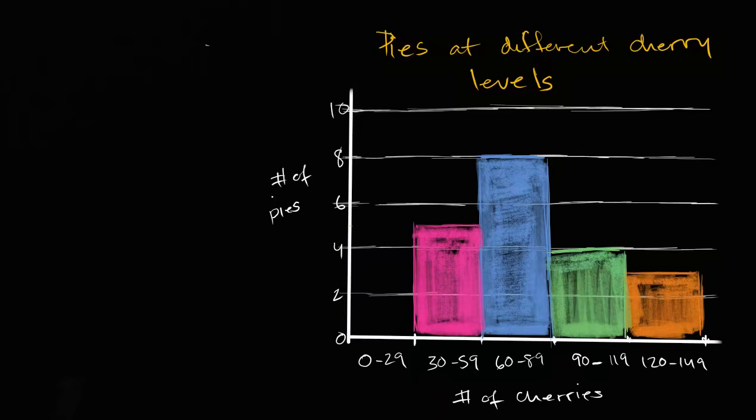How many of the different types of pies do you have? How many pies do you have that have a lot of cherries? How many pies do you have that have very few cherries? How many pies are in between? And so to do that, you set up a histogram.